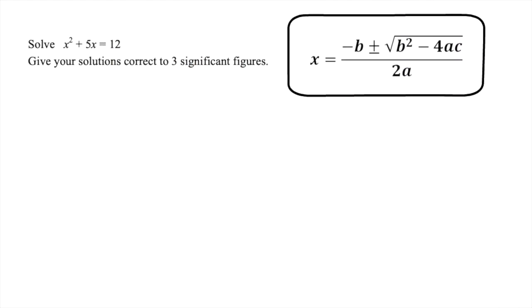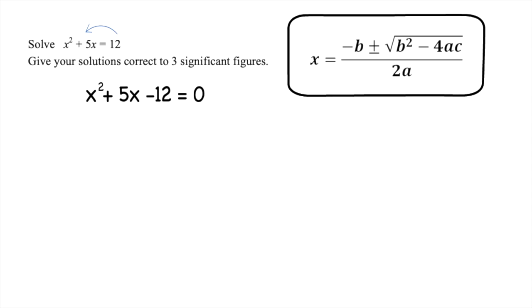Let's try and put the formula into action. In this question, we're being asked to solve x squared plus 5x equals 12. Remember, the first thing that we need to do is get that equation to equal 0, so I'm going to move the 12 onto the other side of the equals sign by changing its sign. Now, my equation is x squared plus 5x minus 12 equals 0.